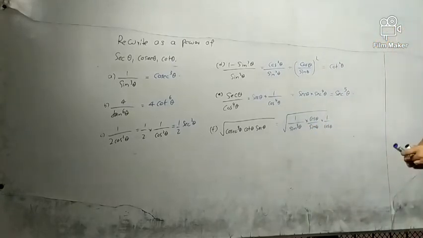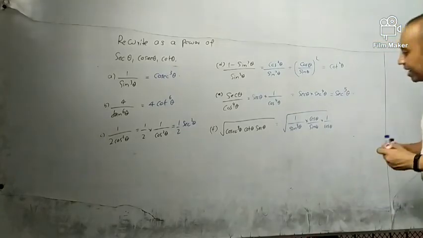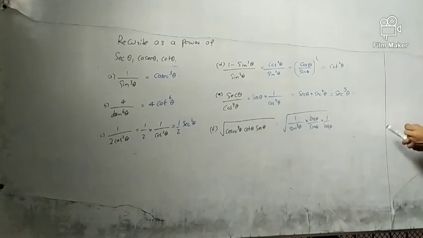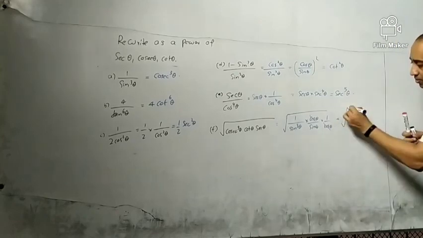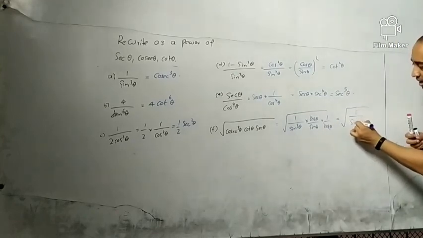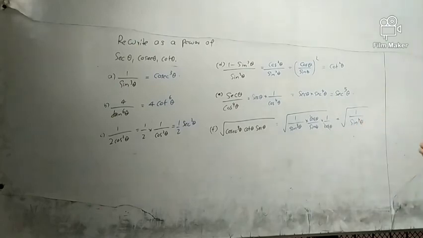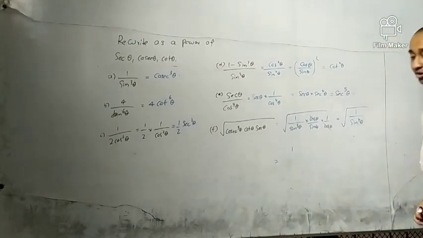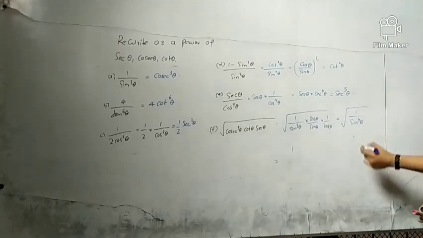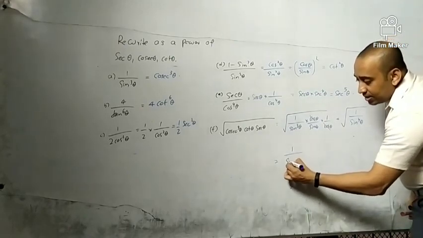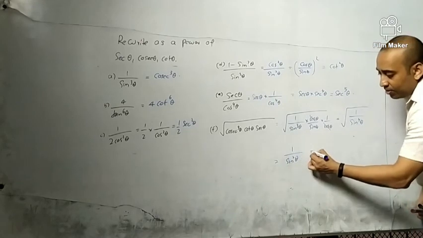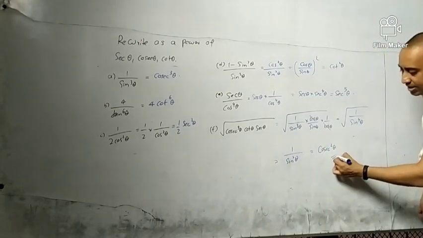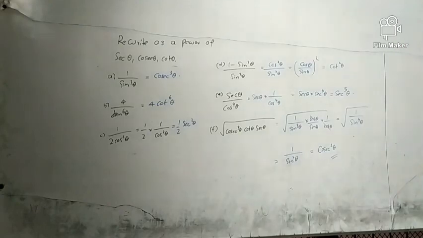Then what happens to them? These two cos theta terms get cancelled. This cancels with this. So you can say your final answer is 1 over sine to the power 4 theta. When you take the square root over here, what can you say? Square root of 1 is 1. Sine to the power 4 theta square root is sine square theta. 1 over sine square theta you can say is cosec square theta. That's the answer for that. Okay, that's how we need to do this.